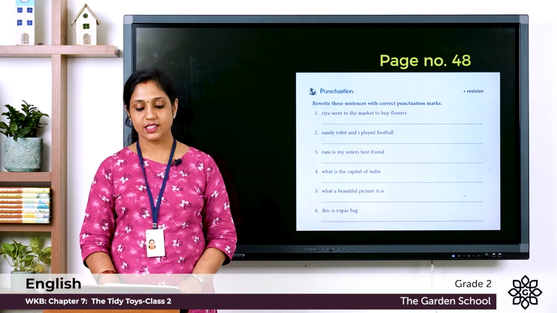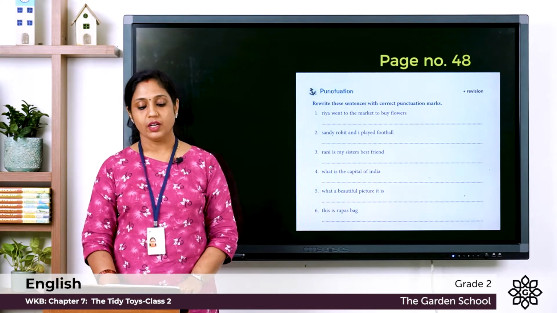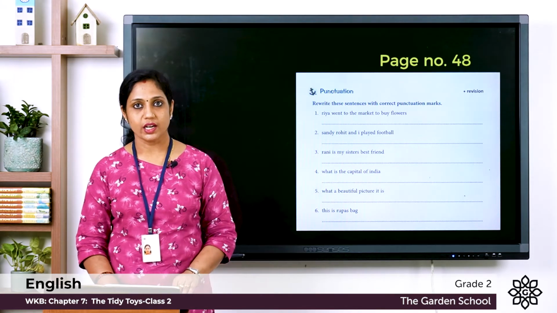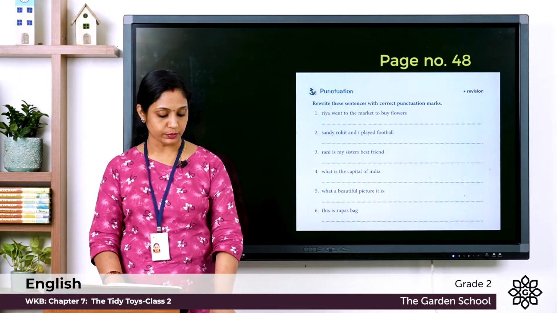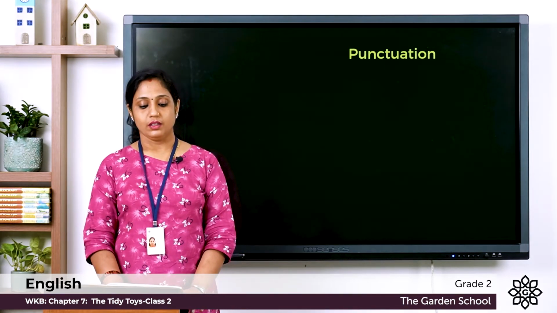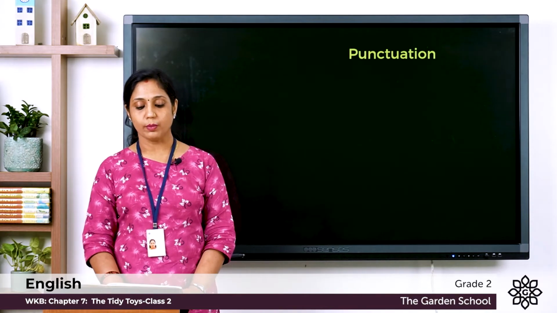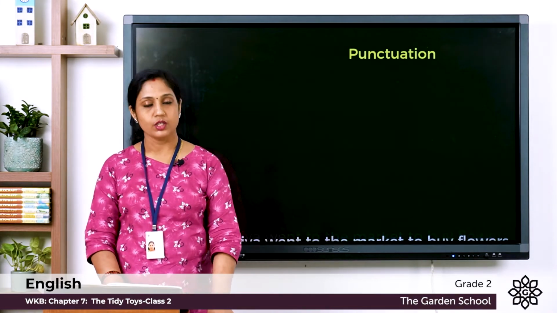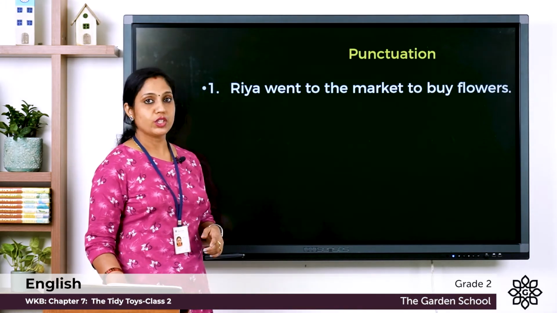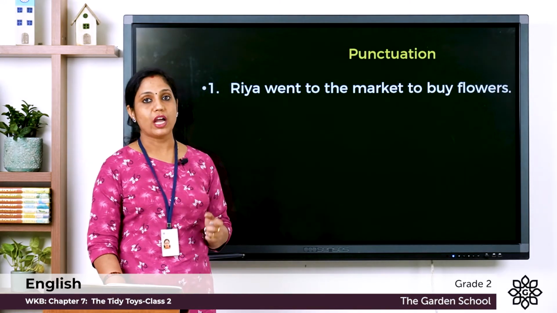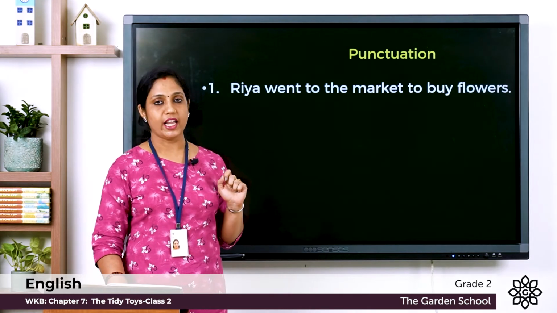Moving on to our next exercise, punctuation. Rewrite these sentences with correct punctuation marks. So let's look at the first question. First, Ria went to the market to buy flowers. So how can you rewrite it? Ria went to the market to buy flowers. You have to insert a full stop at the end of the sentence.